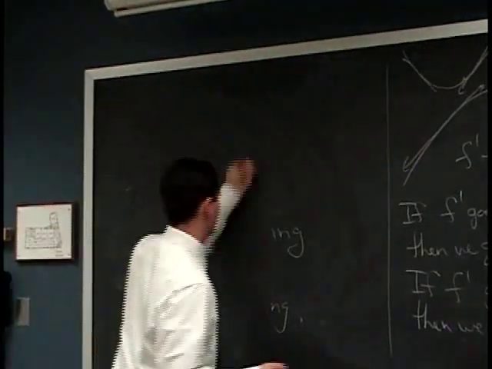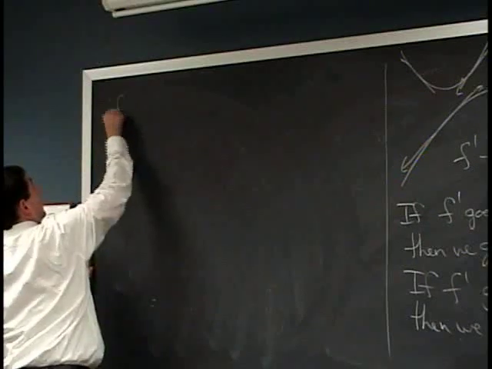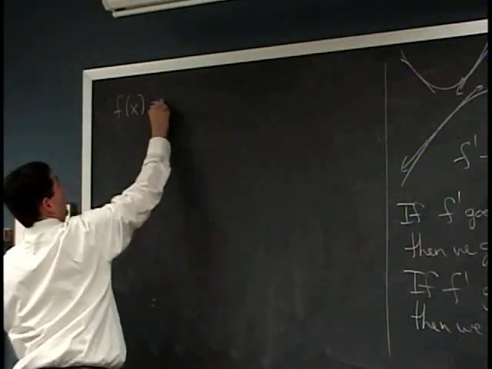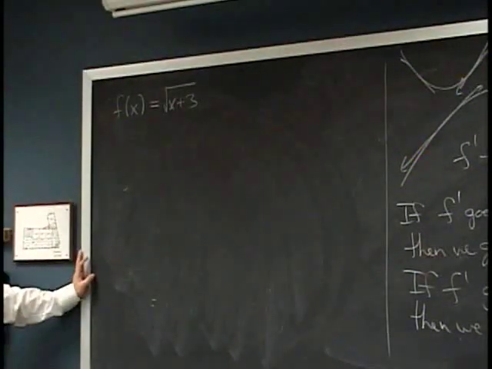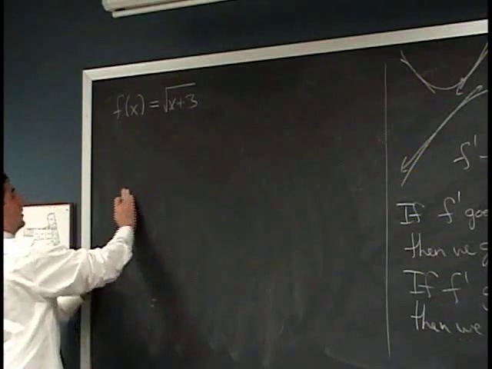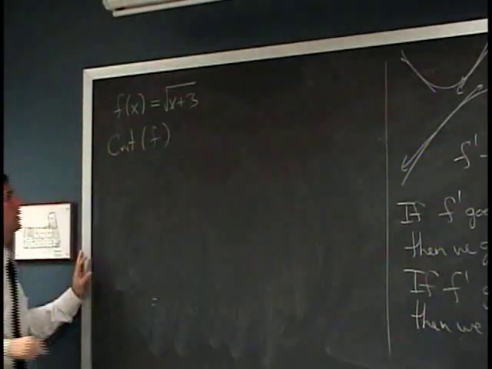Okay. Let me do a quick example, another quick example. Let's say I have f of x equals the square root of x plus 3. Right. So what are the critical numbers of f?